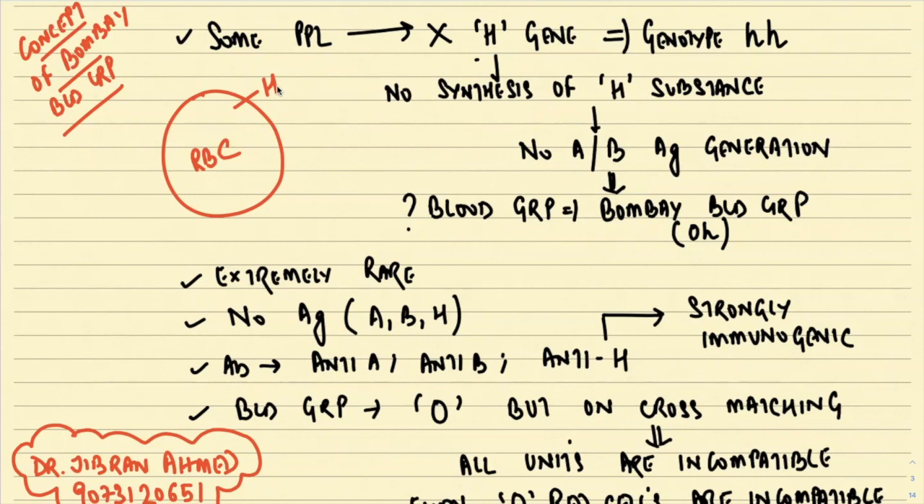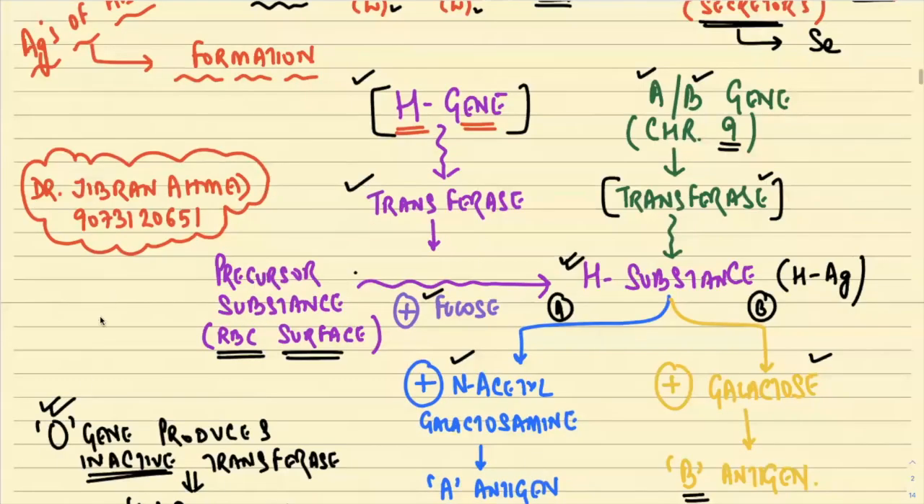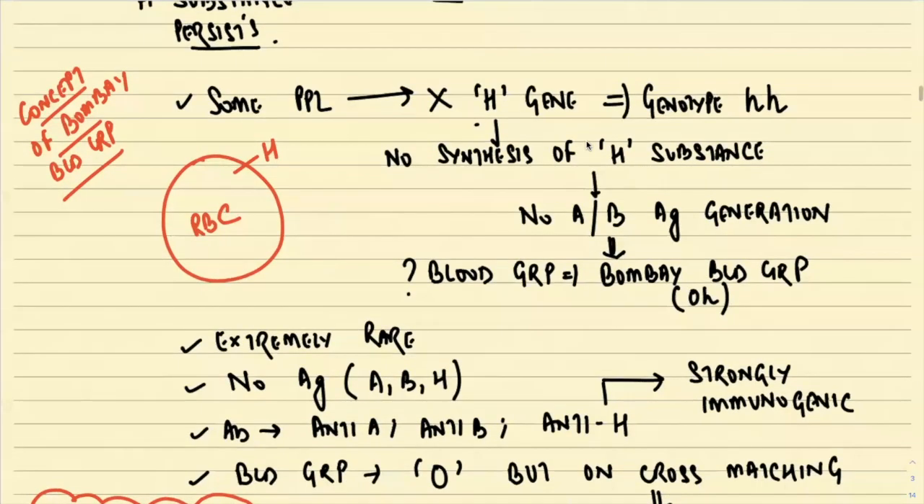But some people fail to produce this H gene. This H gene that we have read over here is not present in some individuals. Remember, individuals with O gene have the H gene, but they do not have any A or B, so only H is produced. But individuals who do not have the H gene will not be able to convert the precursor into the H substance. As a result, these individuals do not have any kind of H substance, so there is no A or B antigen generation whatsoever, and they will not have any H antigen.